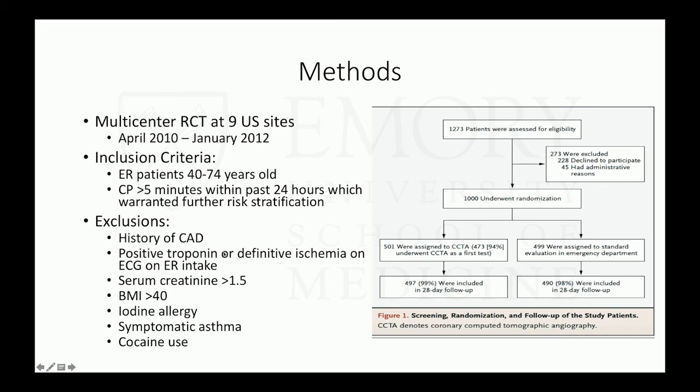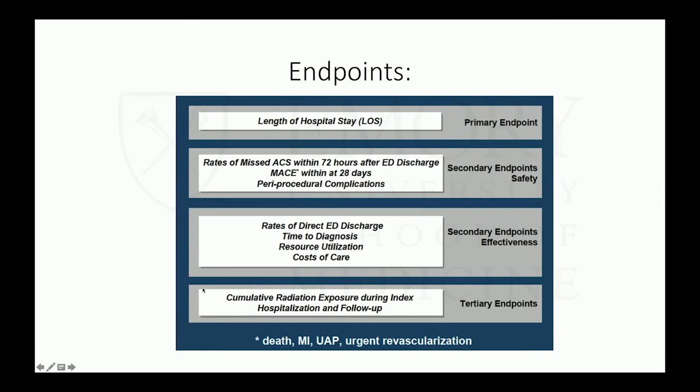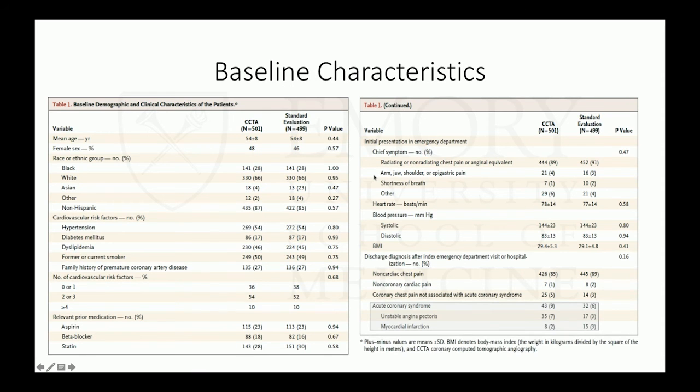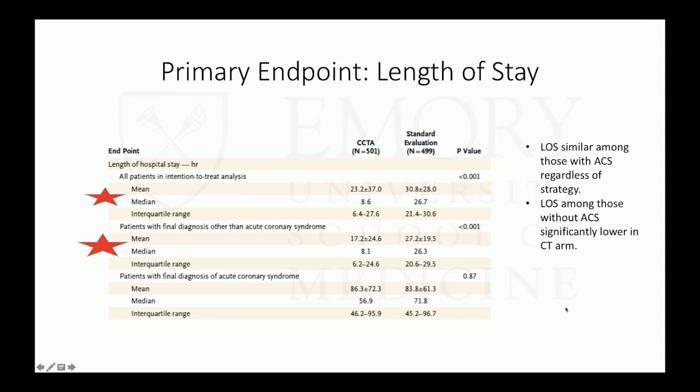someone that had definitive acute coronary syndrome at baseline, obviously renal issues, cocaine use, and our primary endpoints: length of stay, rates of missed ACS within 72 hours, MACE within a month, and peri-procedural complications. There were really no significant differences in baseline characteristics. The overall discharge diagnosis of acute coronary syndrome was low and similar in both arms. And that was predominantly driven by a diagnosis of unstable angina.